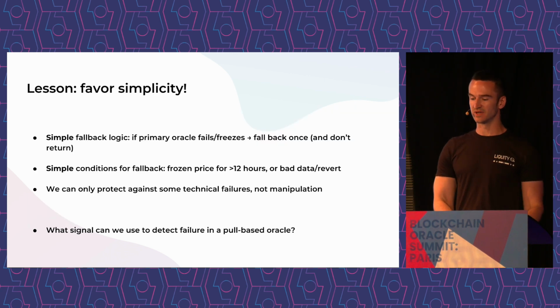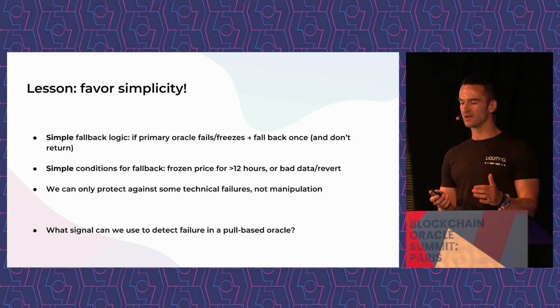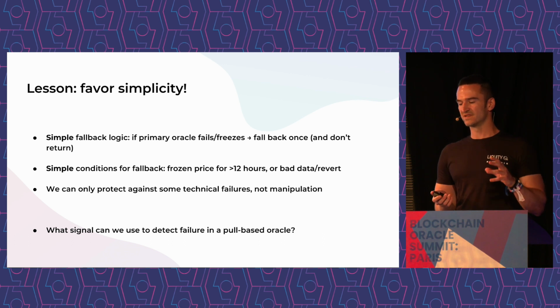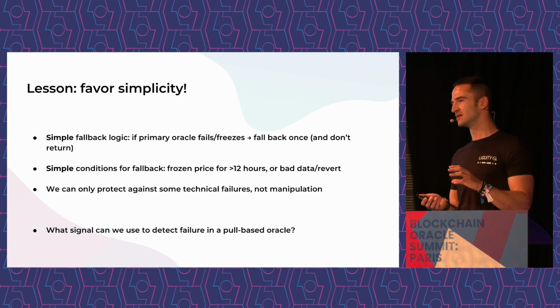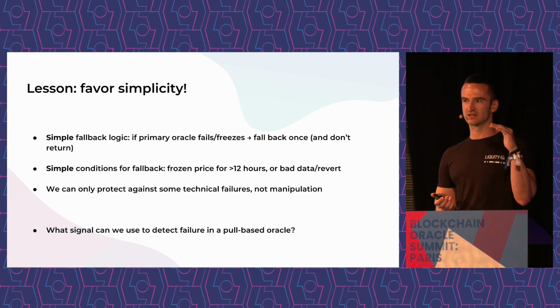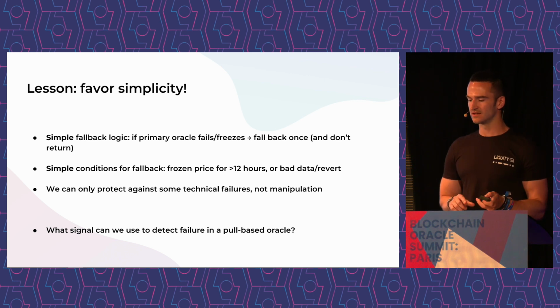So yeah, the lesson is just favor simplicity with fallback and contingency design. If we go with a fallback, it would be very simple logic, something like: if the primary fails or freezes, fall back once and don't return. With simple conditions for a fallback, like if it's frozen for half a day or the data is just bad. We can only protect against some technical failures, not manipulation, because people can always look at your particular conditions and play within those boundaries to fly under the radar and not trigger your fallback. So it's really only useful for detecting some technical failures.